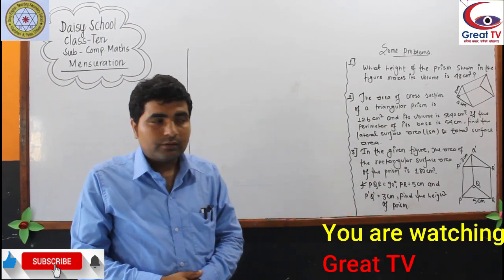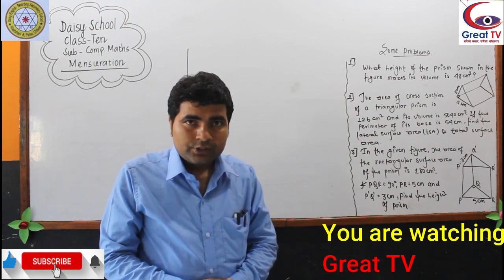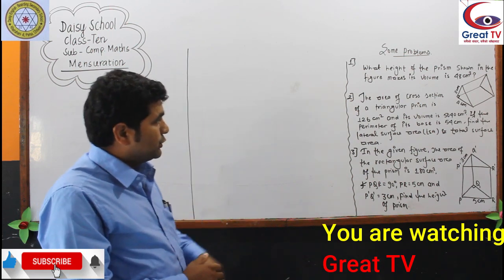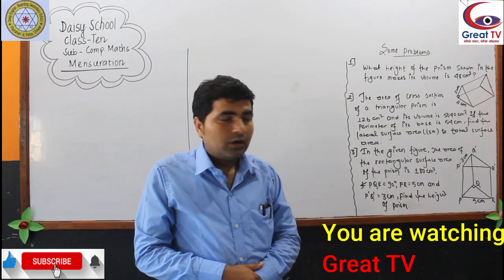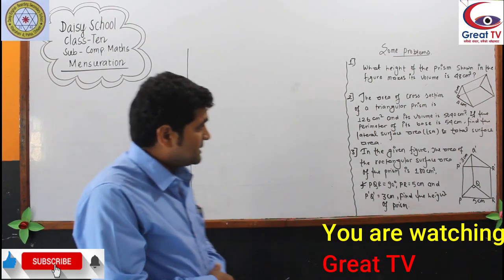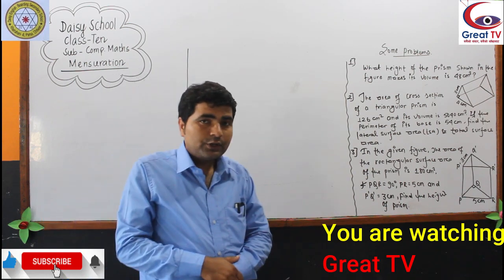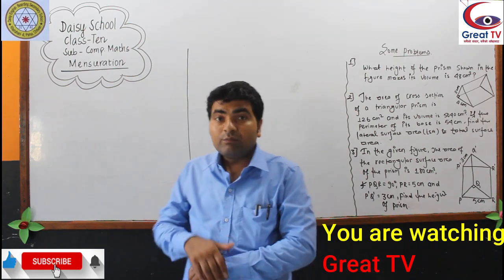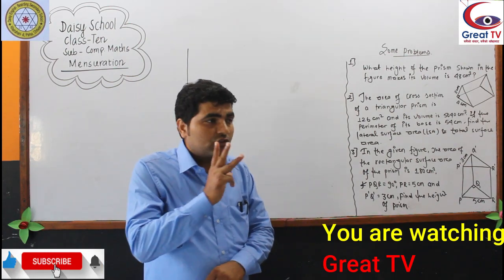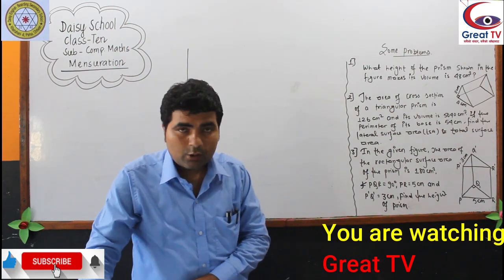It's Mensuration part from Daisy School. Dear students, today I am going to do this numerical from mensuration of class 10 compulsory mathematics. Did you see that previous video? In that video, I discussed how we find the area of a prism, the triangular base prism.